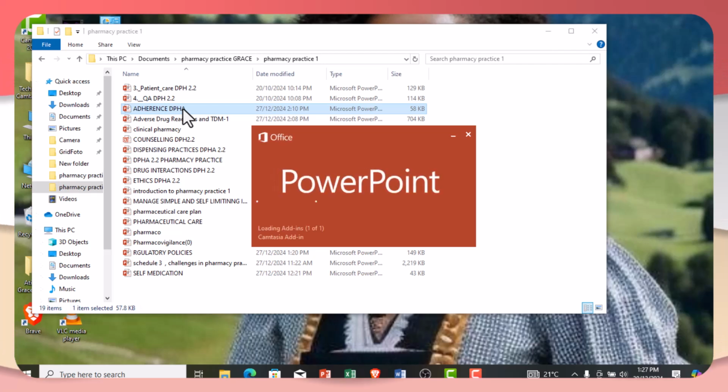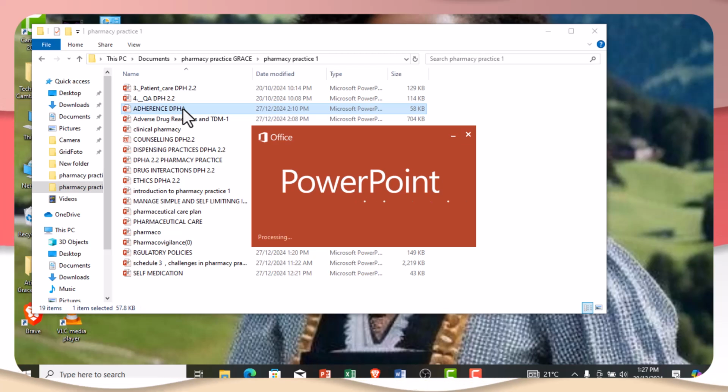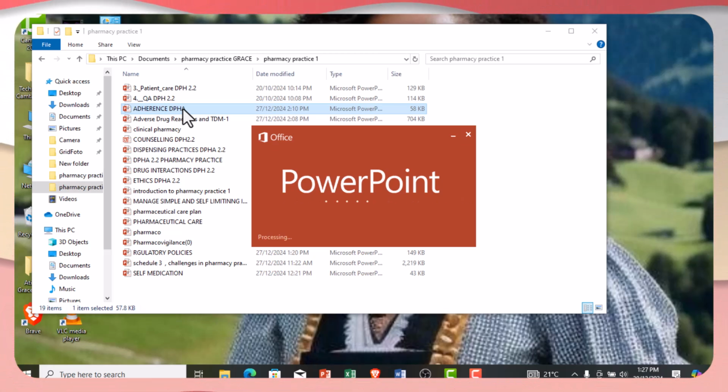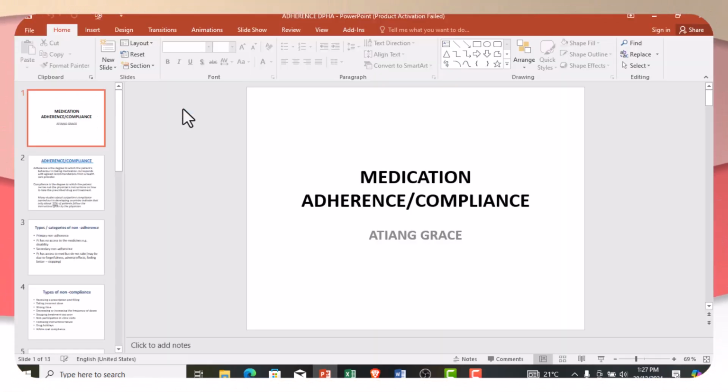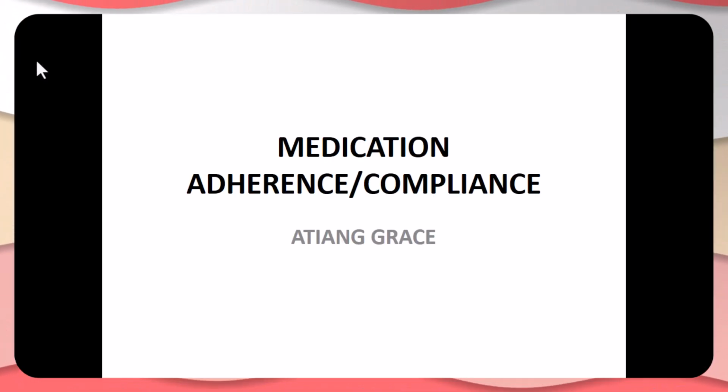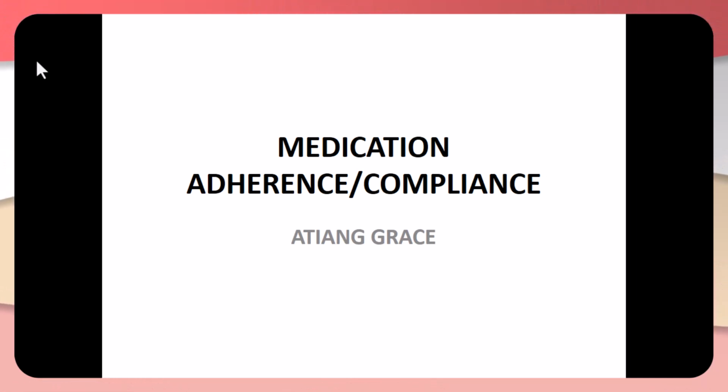Today we want to look at adherence, what it is, and what we need to know about it. Because the main focus of treating a patient or giving medicines to the patient, we expect the patients to adhere to treatment. So we want to look at what patient adherence or medication adherence is.